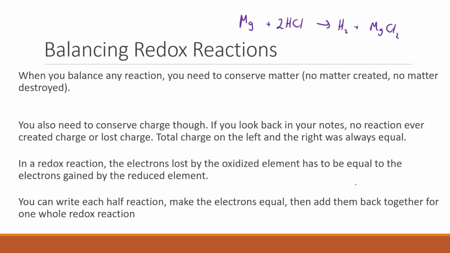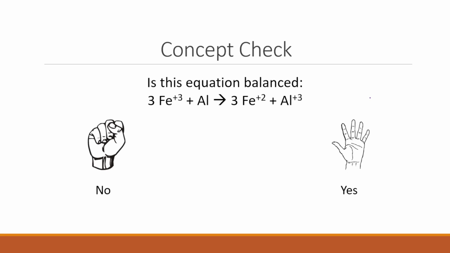The charge on the left needs to equal the charge on the right. We already know how to balance it with matter. We already know that the amount of H's on the left need to be equal to the H's on the right. The Cl's on the left need to equal the Cl's on the right. But the charge on the left needs to equal the charge on the right as well. Let's do a little bit of practice with this. Is this equation balanced?